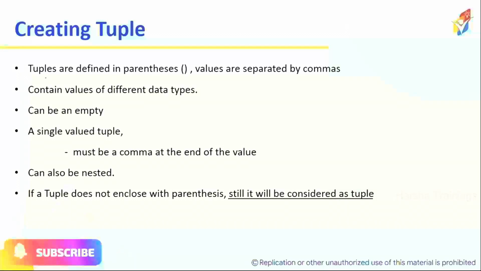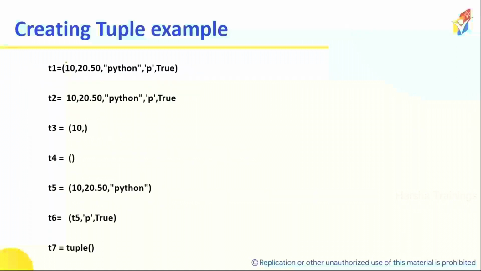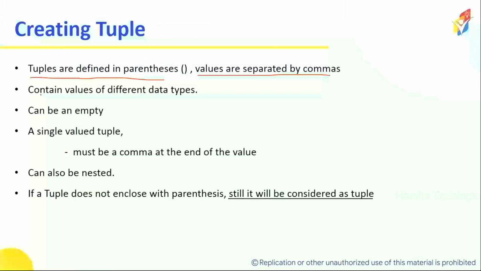In order to create a tuple, tuples are enclosed in parentheses, and every value or item in the tuple is separated by comma, like this. Look at here. I can have any data in the tuple, like 10 is an integer, 20.50 is a float, Python is a string, P is a string, true is a boolean. I can have any kind of data. Now, second point is, it contains values of different data types, that we already know.